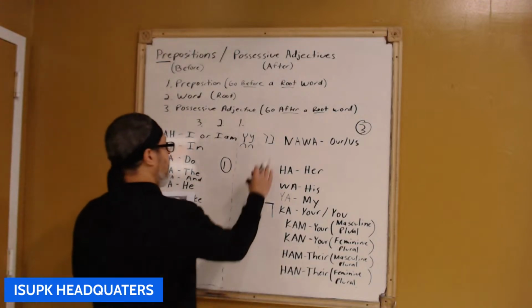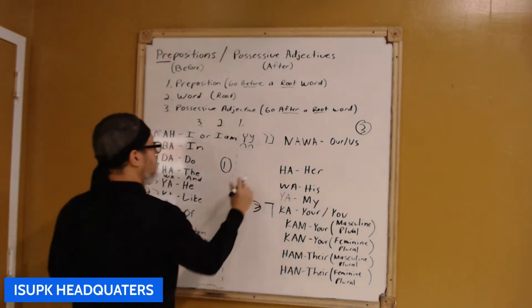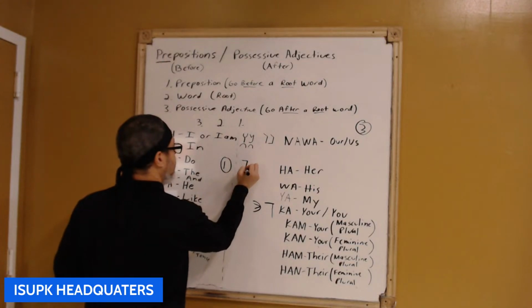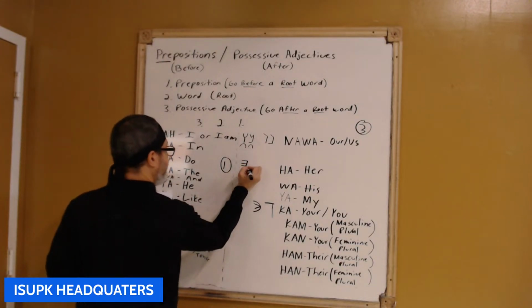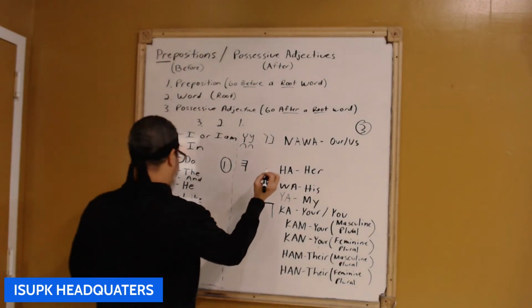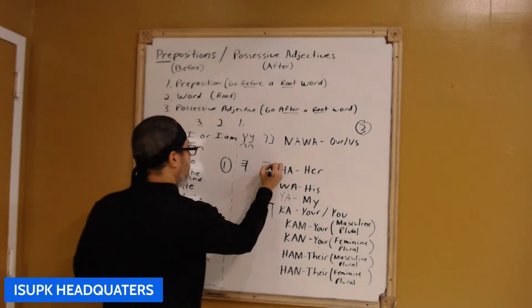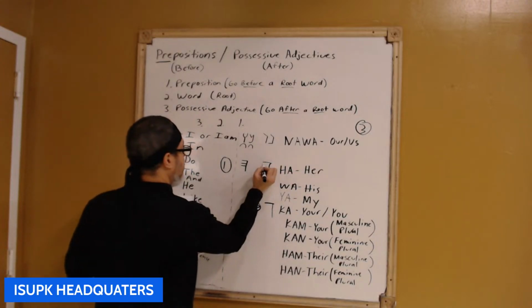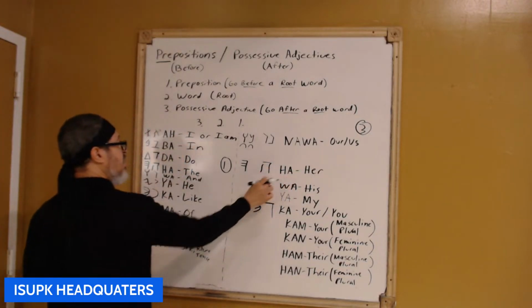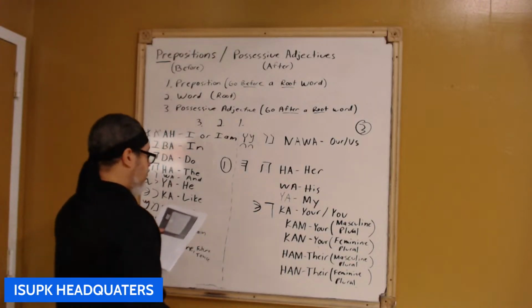So now we have the ha, which is the ha. And then we have the squiggly, the open there. So that's the ha. Then you got the wa.